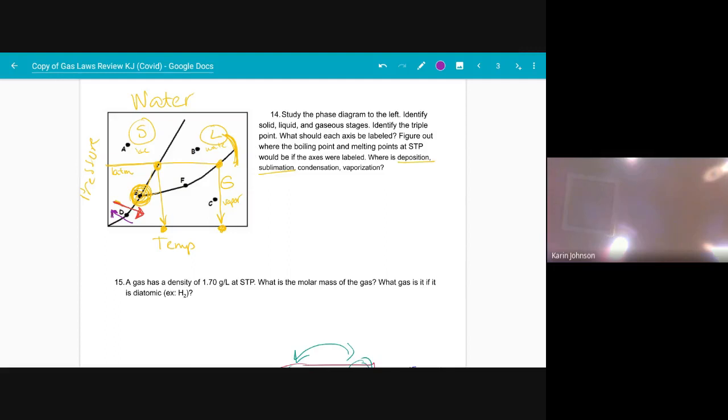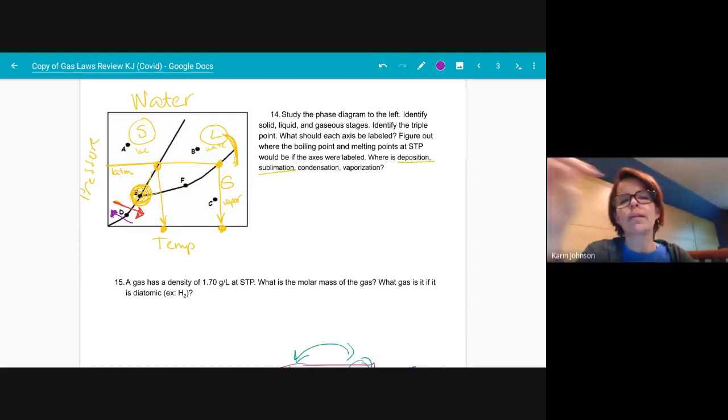And that's what happens in the winter when we have water vapor in our air, humidity in our air, and it touches a cold window and it freezes instantly and you get the frost forming on a window. That's called deposition. That's when it goes from a gas to a solid.